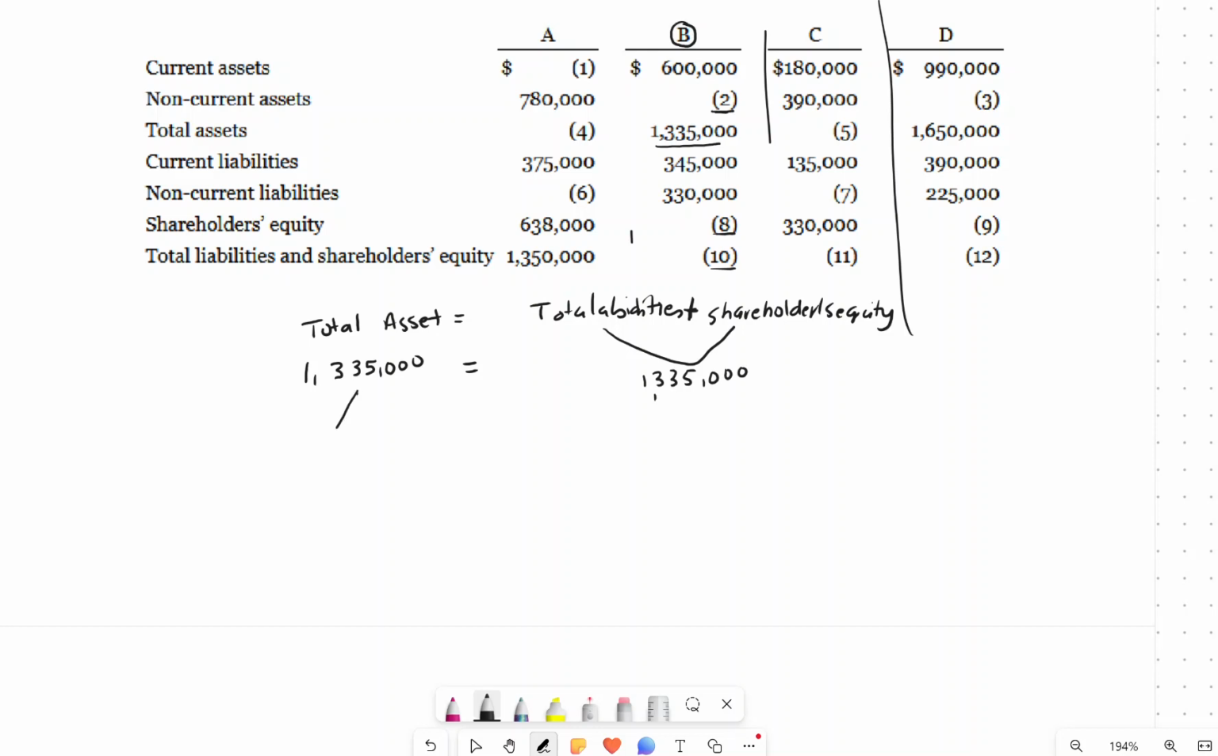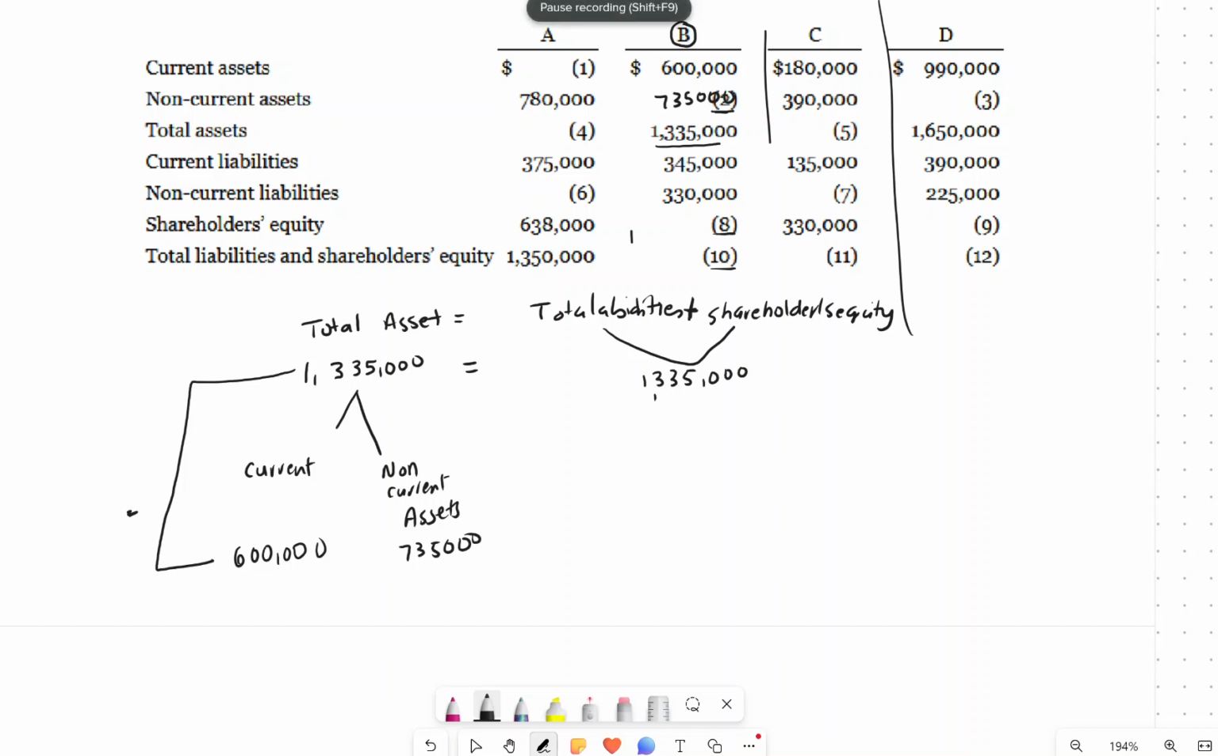If that is total assets, these two numbers are equal, so this will also be 1,335,000. Here you can have current and non-current assets. They told us the current portion is 600,000, and then the non-current portion will be 1,335 minus 600, which gives you 735,000. So that you already answered, 735,000.